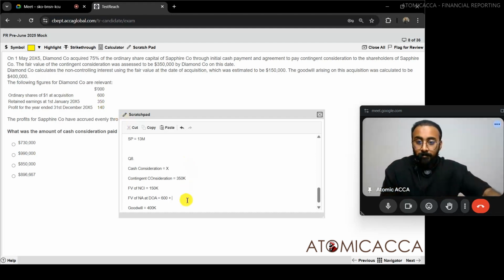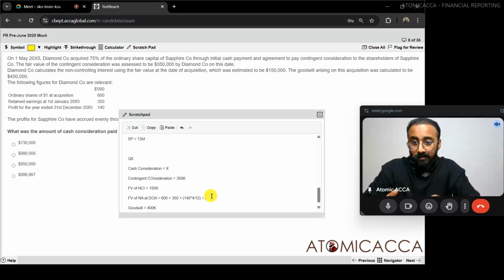So how much will that be? 350,000 is the opening retained earnings plus profit of 140,000, and I need that for 4 months, so 4 by 12. This will give me the net asset figure. So let's calculate this. 140 multiplied by 4 divided by 12 equals 46.6667, plus 350,000 opening retained earnings, plus 600,000 share capital is equal to 996.67. So we got the net asset value.